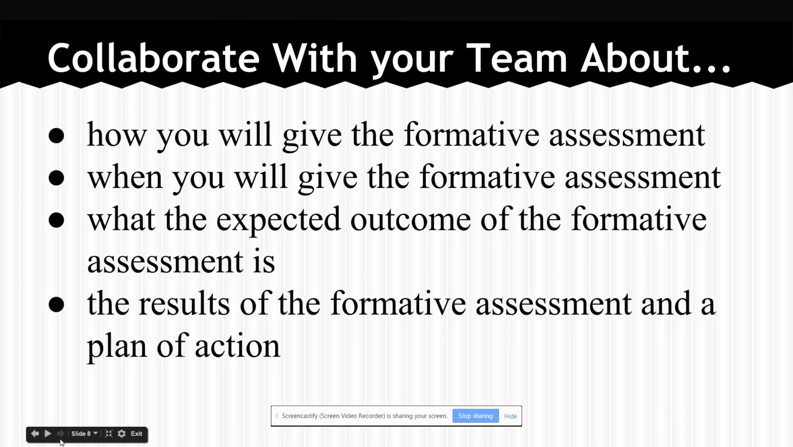Once you've given the assessment, you want to look at the results of the formative assessment and create a plan of action. Is this something that all of your students did well on? Is it something that you'll need to reteach? Do you need to do this in small group? Are there only a few students? So you want to think about those results and create some type of plan of action. So this is where we are moving with formative assessment.